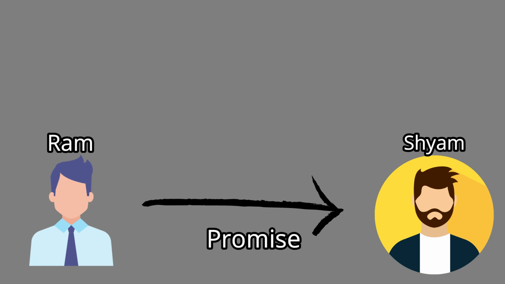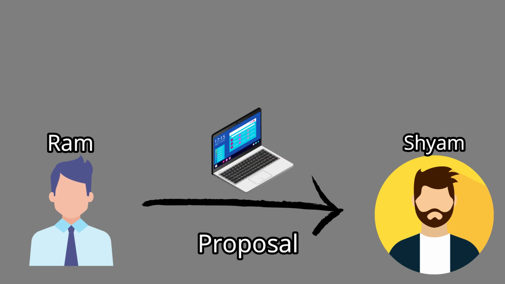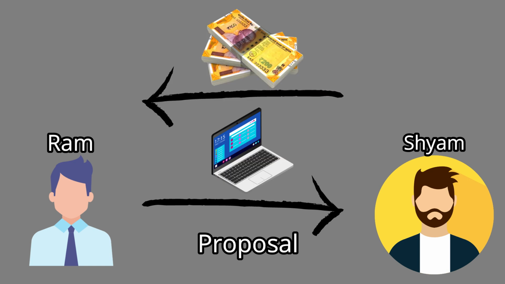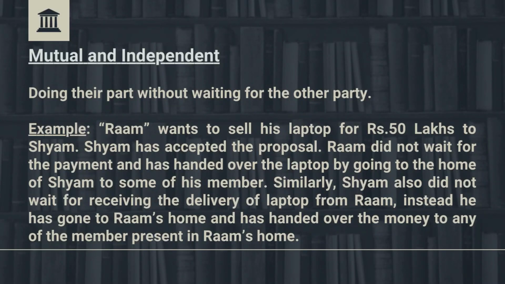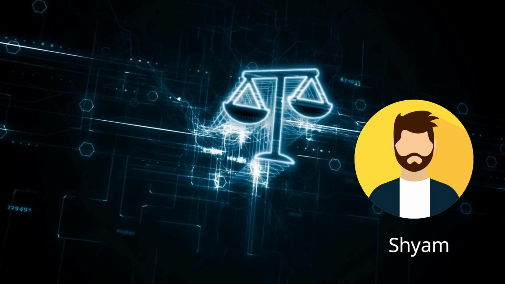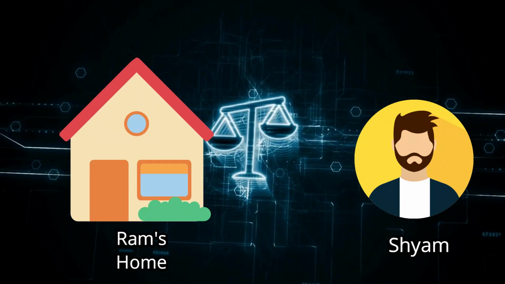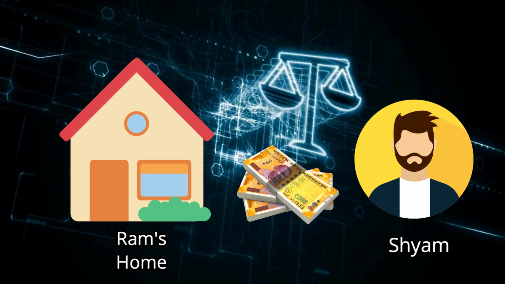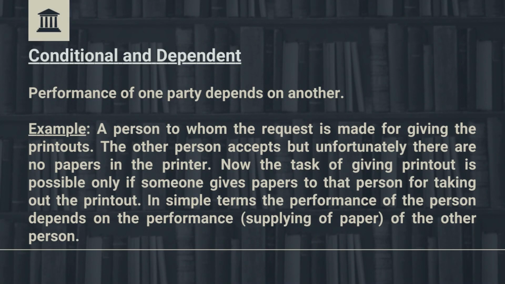Mr. Ram made a promise. He put a proposal to Mr. Shyam saying, will you purchase my laptop for 50,000 rupees? Shyam has also agreed. Ram did not wait for the money. He simply went to the home of Shyam and handed over the laptop. Similarly, Shyam has come to the home of Ram. He did not wait. Shyam did not put a condition that he will give the money only after the laptop comes to him. Without waiting for the laptop, he went to Ram's home and gave Ram 50,000 rupees.